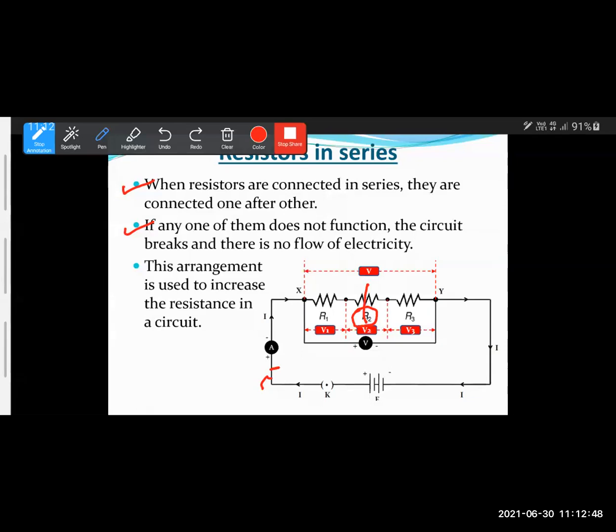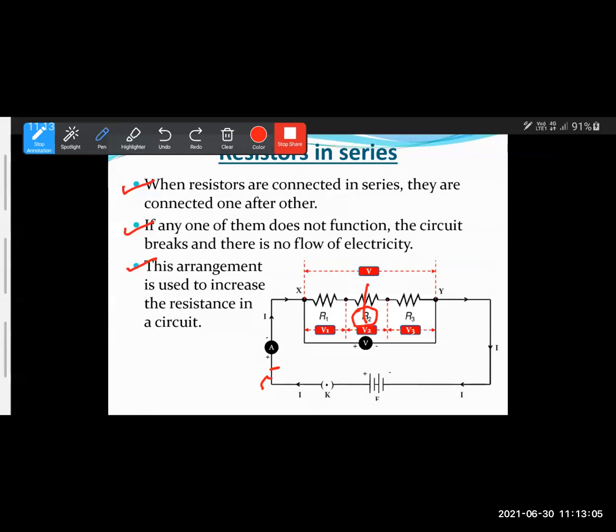Means when you connect appliances in series, if one of the appliances malfunctions, मतलब अगर एक appliance खराब हो जाता है तो पूरा circuit stop हो जाएगा. Okay, then next point, this arrangement is used to increase the resistance in the circuit. It is evident in the formula.